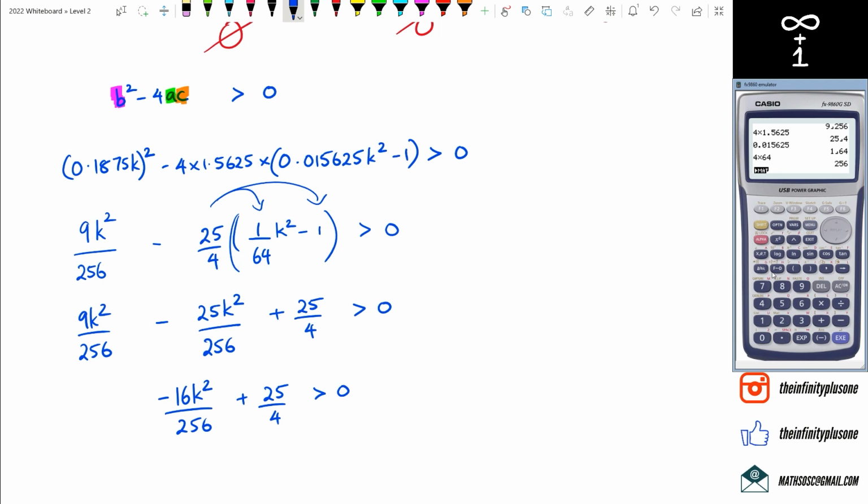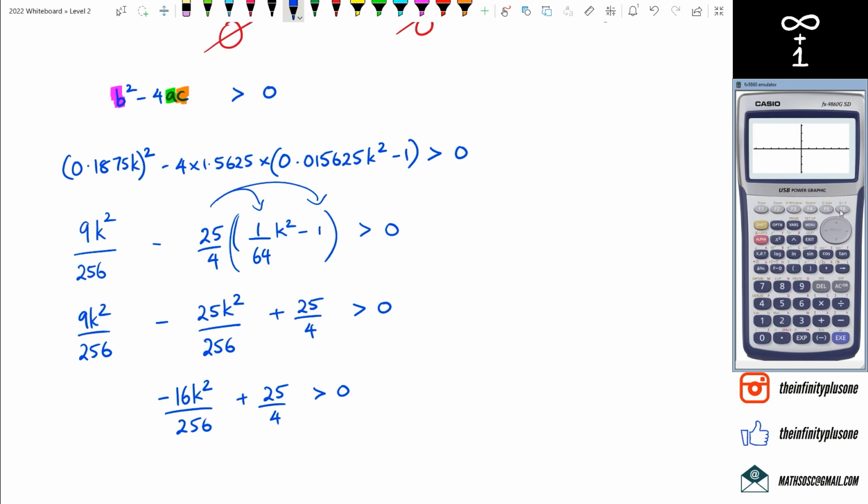I'm trying to see a couple of ways of doing this so that you can get the answer straight away. I'm going to show you a couple of ways. The first method is purely algebraic, just to show you how to rearrange things. The second method I'm going to show you in the graphics calculator. So in the graphics calculator, we go into graph, and under the graph function we put this equation: negative 16, and instead of k we use x, squared, divided by 256, and then plus 25 over 4.